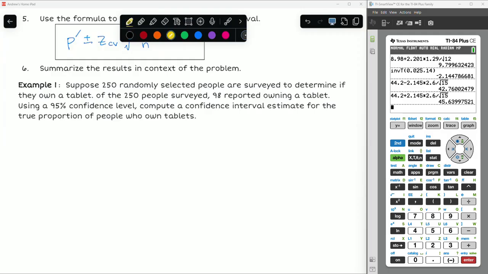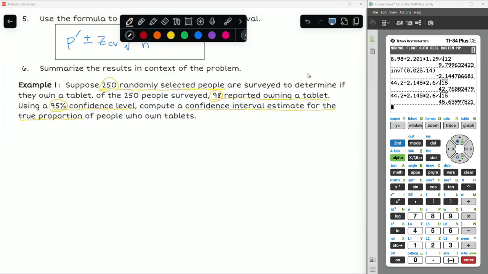So in that last sentence, I'm told what I'm doing: a confidence interval estimate for the true proportion of people who own tablets. I'm also given a confidence level for that confidence interval. I'm then given a random sample of 250 people. I'm given my sample size. And then out of those 250 people, 98 reported owning a tablet. That's the number of successes. 98 people is the number of successes.